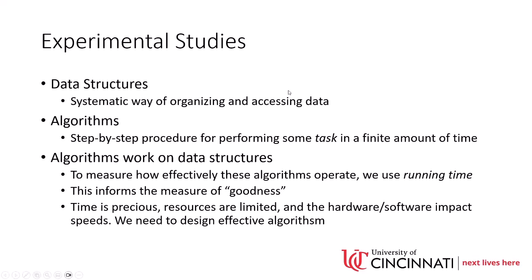Now, in terms of actual programming, one important thing in this course is how do we measure if an algorithm is effective? And we do this using running time. So running time is this overall measure of how good an algorithm is. The reason we do this is because time is precious, resources are always limited, and the hardware and software that we have impacts speeds. You might hear stories like back in the day, before I was even around, before we had big computers with gigabytes of data, we only had a few megabytes. We only had so many resources, so we needed to utilize them properly.